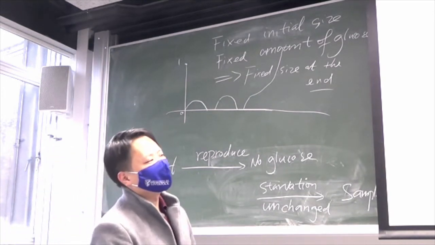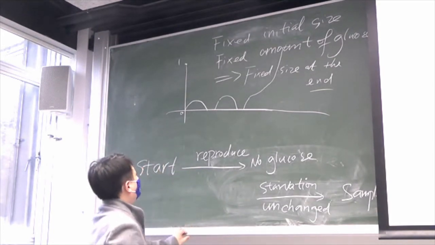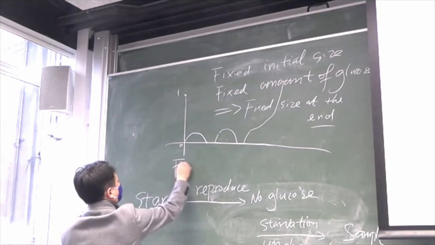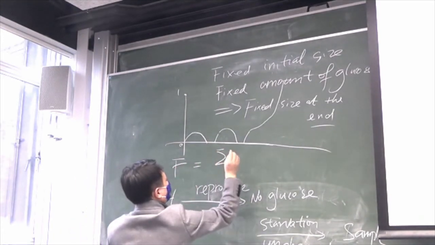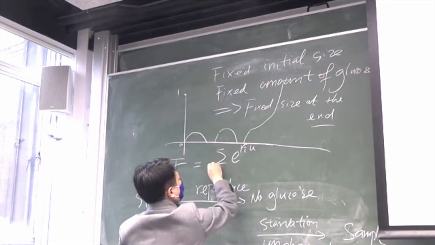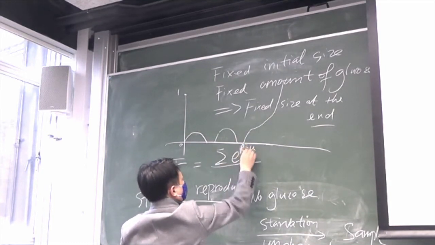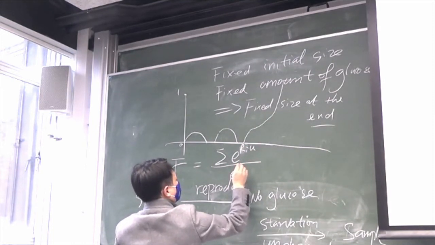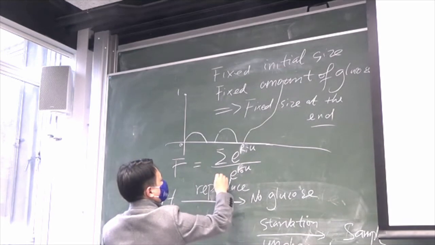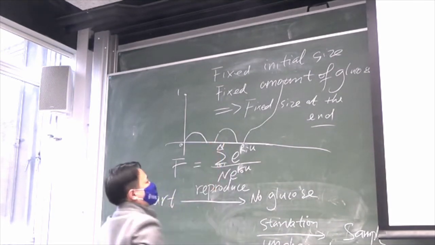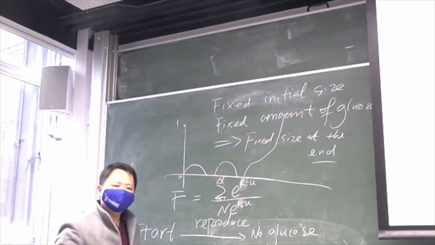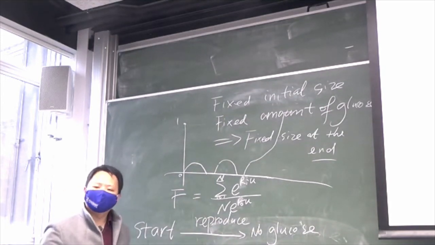The relative fitness in our model, we define somehow differently. So F is defined as R_i over R naught, where R_i is the reproduction rate of individual i in the evolved population, and R naught is the reproduction rate of the unevolved population.